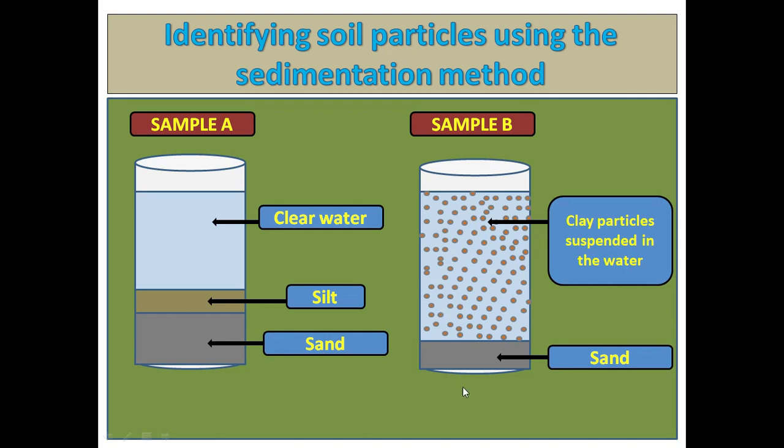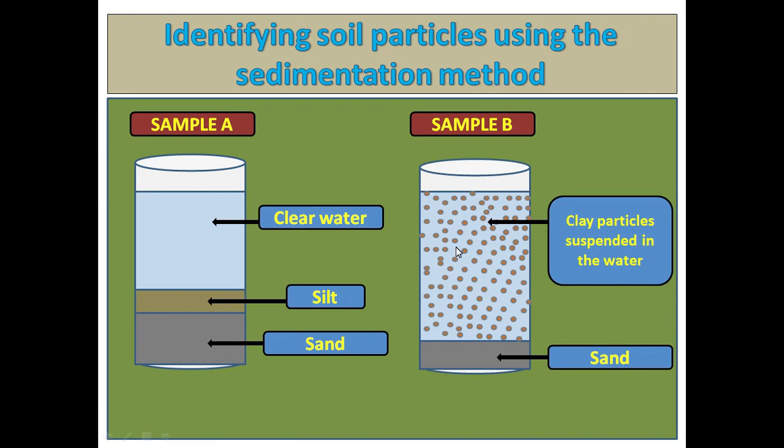So when this sample of soil was added to this water, you can see that here some sand particles were observed, and here in the water we have particles suspended in the water, which will represent the clay. So basically this soil sample has clay in it and sand. It is basically a medium loam. It doesn't have anything floating on the top of the water, so it doesn't have any organic matter in it.